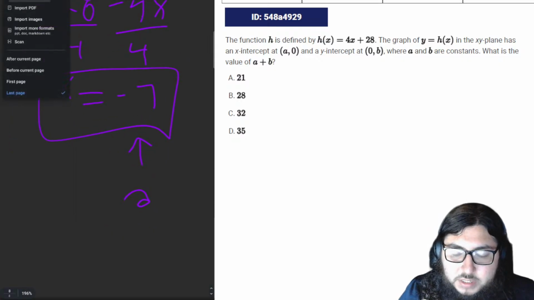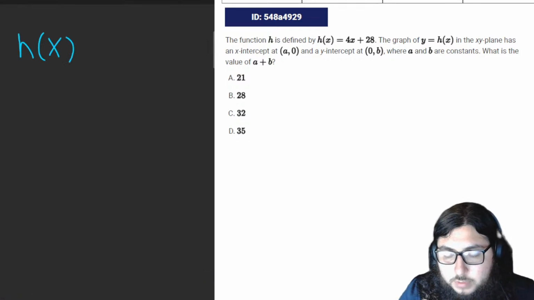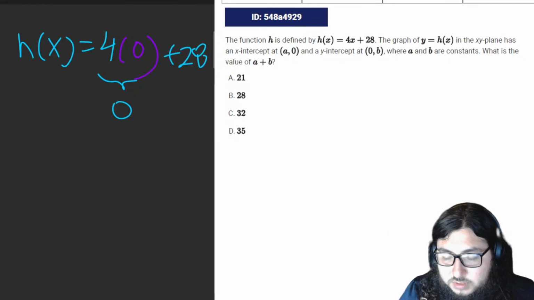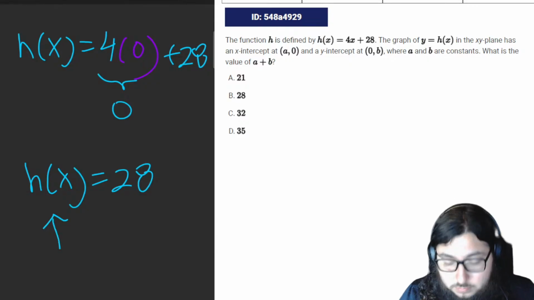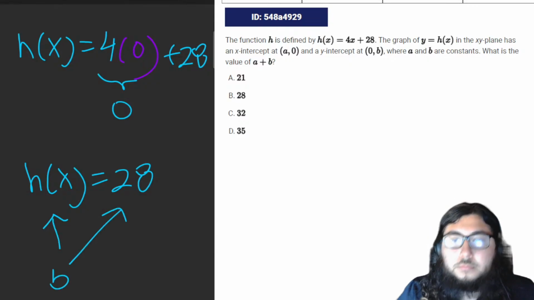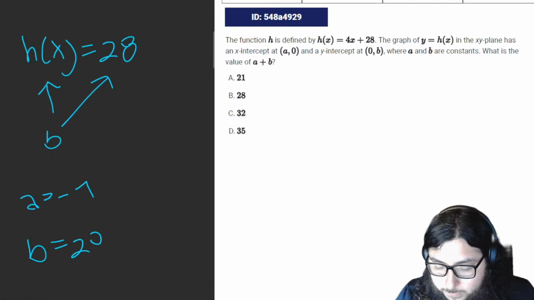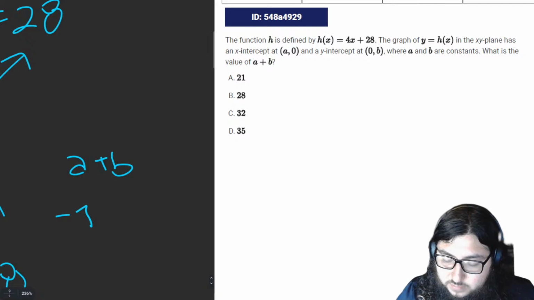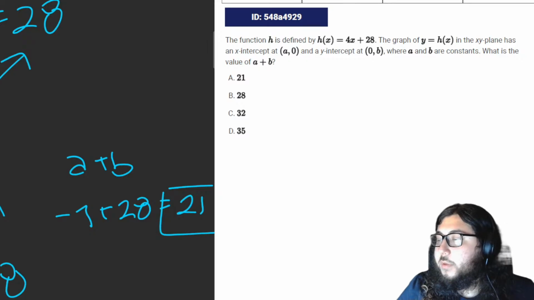Next, we want to solve for h of x when x equals 0. So h of x is going to be equal to 4 times 0 plus 28. 4 times 0 is just 0, so h of x is equal to 28. This value is b, this 28. So we said that a is equal to negative 7, b is equal to 28. Therefore, a plus b is just negative 7 plus 28, which is equal to 21. So a would be your correct response.